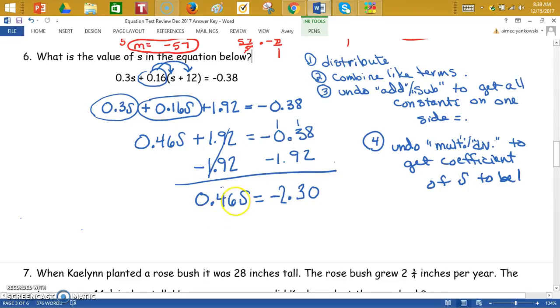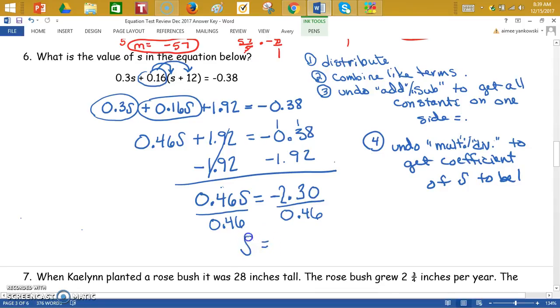Now I need to get s all by itself. So I have to say, what's the operation between the 0.46 and the s? The operation between there is multiplication. How do I undo multiplication? I undo multiplication using division. I'll divide by whatever the coefficient on s is. If I'm going to divide the left side of my equal sign by 0.46, I need to divide the right-hand side of my equal sign by 0.46.